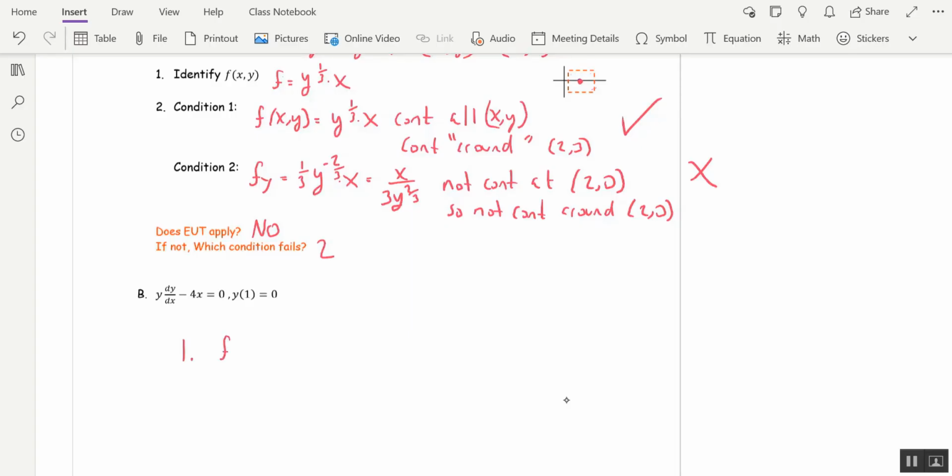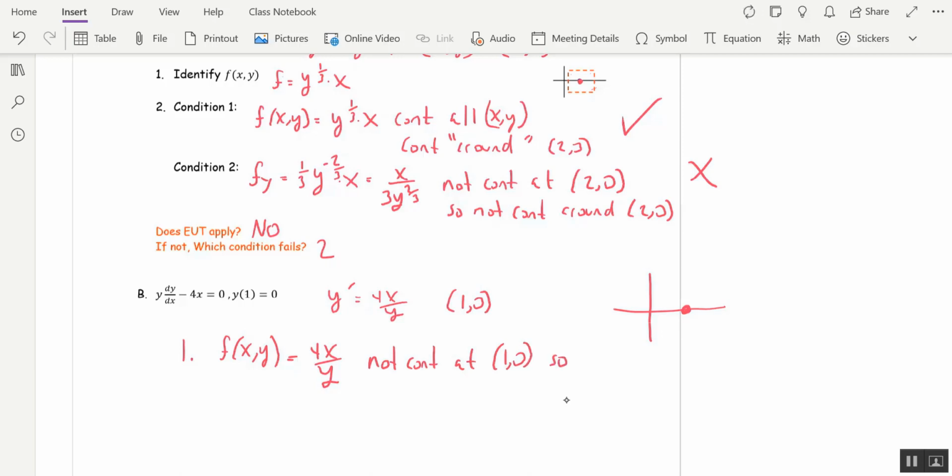Okay, next one. Condition 1, f of x, y. So if I solve this for y prime, I get 4x over y. So that's my f. And my point is (1, 0). So x is 1, y is 0. That's here. This is not continuous at (1, 0). So definitely not continuous around (1, 0). So this is a no.